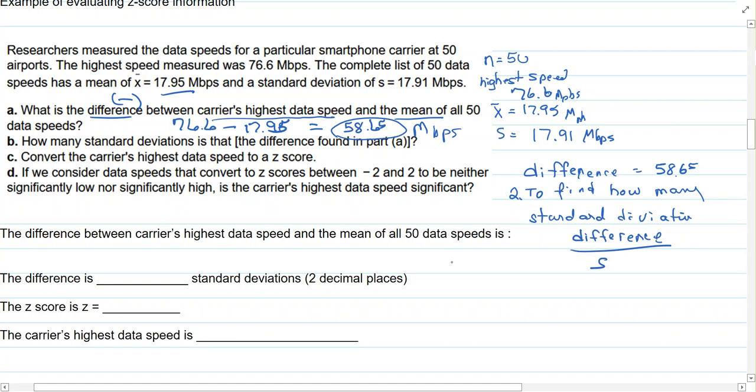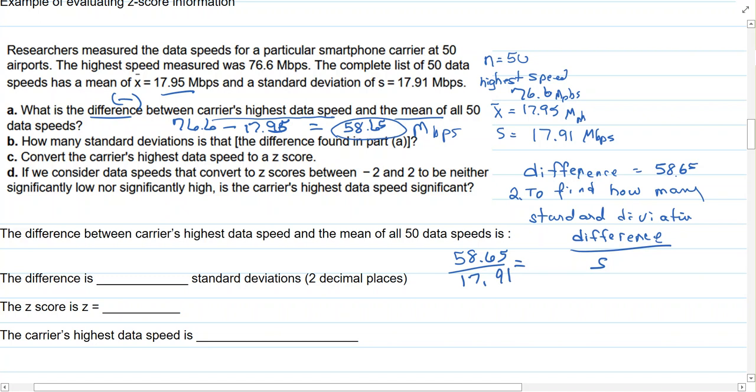Okay, so we got the difference. So for this number right here, we're going to have the 58.65 and divide by the standard deviation of 7. Oh, that's where I got the 1791, because they're so close. That's what happened. I said, God, why are my numbers all crazy?